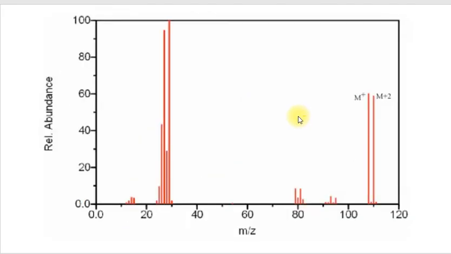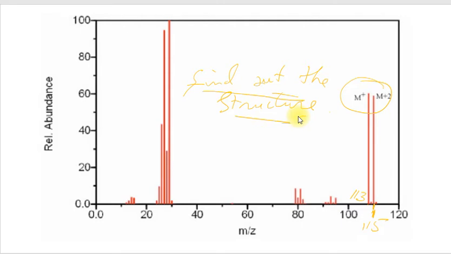Here you have a monobromo compound, that is, you have the two peaks M plus and the M plus 2. You can find out the structure of this compound. What is the alkyl group? Here you can see the mass 115 for this M plus 2, so 113 for the M plus peak. So you can find out the structure of the compound from the given spectrum.